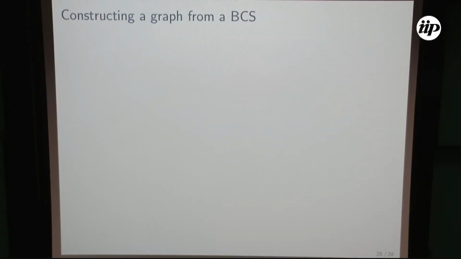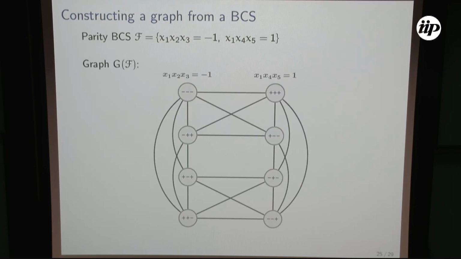Okay, but remember we wanted to construct pairs of graphs, right? So let's see, how do we get a graph from a system of equations? Let me show you an example. Here I have two equations. One says that these variables multiply to -1, and these other ones multiply to 1. This is the graph that I'm going to build.